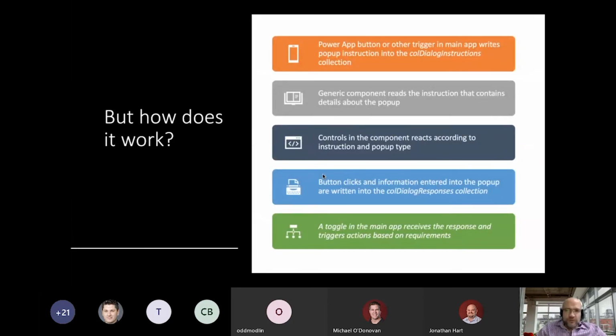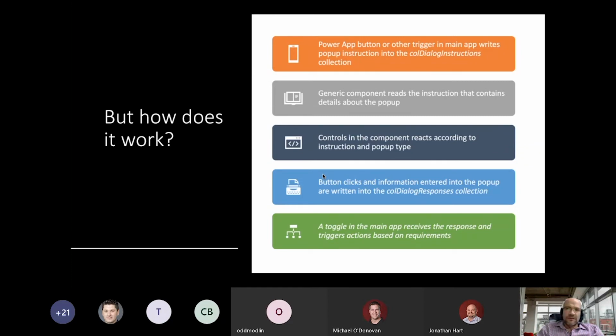But how does it work, you might ask? So first of all, a button or a trigger or an action or something in the main application writes an instruction into a collection. Now, it's important to understand two things at this stage. One is the component and the Power App are actually completely separate, from a coding perspective and from a control and formula perspective. These things are very separate, and there are certain things that you can't do interchangeably between these two things. So you can't, for example, set a variable in the main app directly from a component.